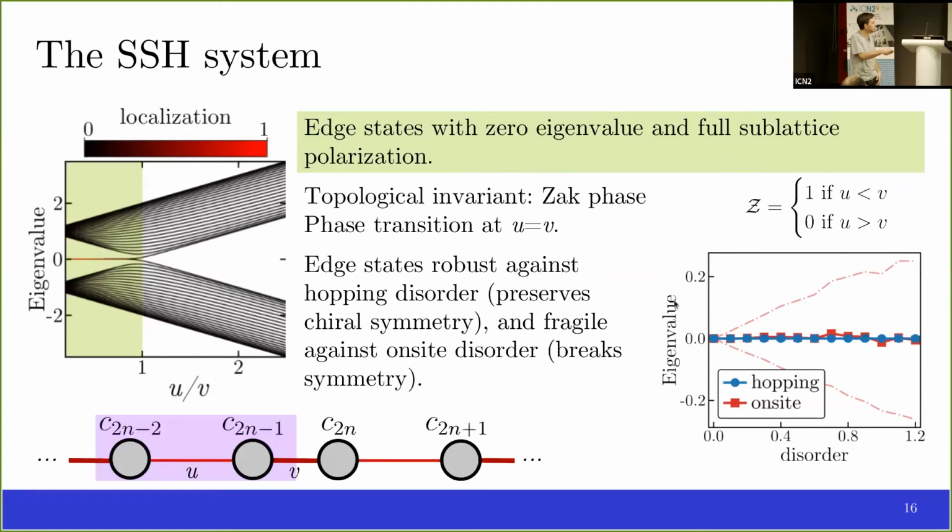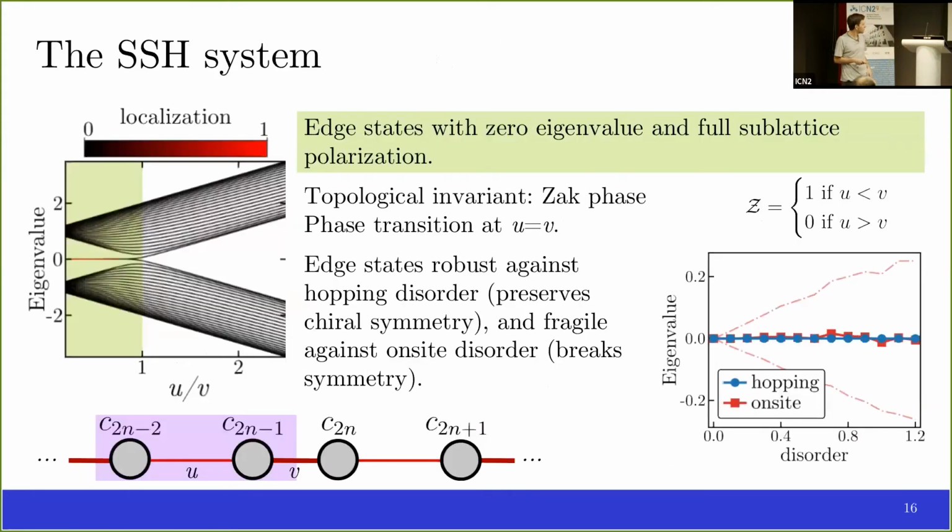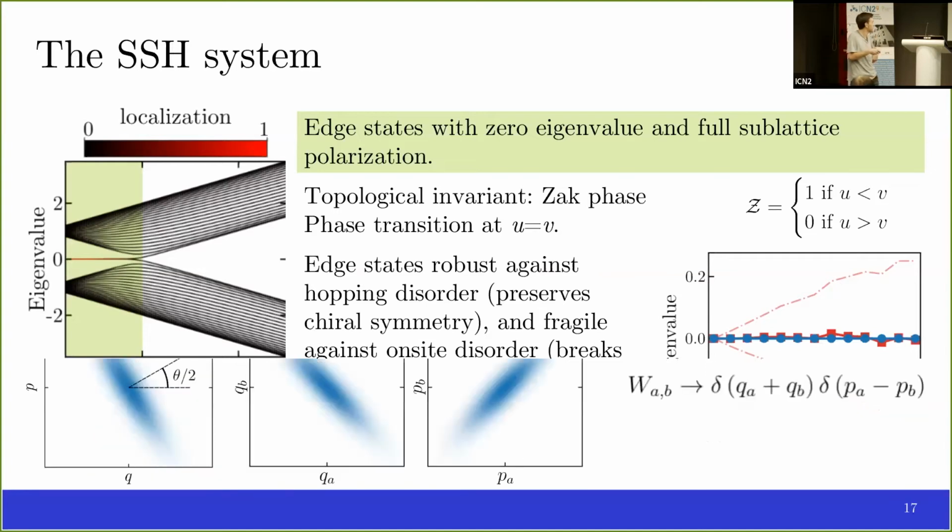Here on the right is the eigenvalue of the edge states when we introduce different forms of disorder. When introducing hopping disorder, we can even get to very high values of disorder, and the energy is perfectly pinned at 0. However, when introducing on-site disorder, the energy of the edge state fluctuates. I mentioned that in this context of waveguide arrays, the energy of a state is also called its propagation constant, because it's the phase that it acquires along the propagation. So, a brief overview of the SSH system, which I assume is familiar.